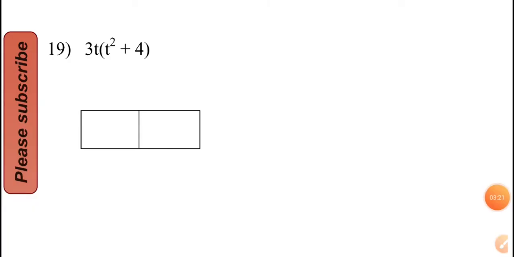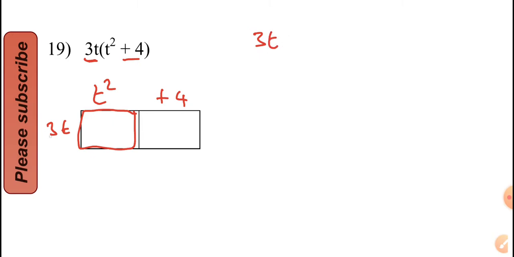So number 19 now. Because I can see t squared here, I'll write t squared there. And then because I can see plus 4 there, I'll write plus 4 here. And the 3t outside the bracket will just come here. So inside here, what I'm going to do is 3t, this 3t here, times this here, t squared.